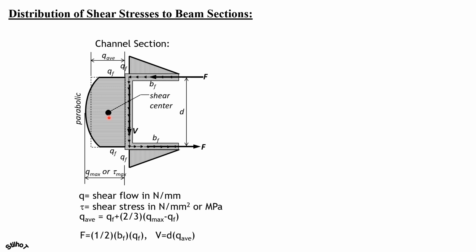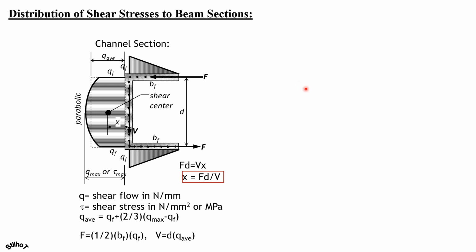Now, in locating the shear center, we just sum up moments about that point. We will call the distance from the center of the web x. Then the moment produced by these horizontal forces F, which is F times d, counterclockwise, is equal to the moment about the moment center of this shear force V in the web. So that is F times d equals V times x. From there, we can solve for x: x equals F d over V.